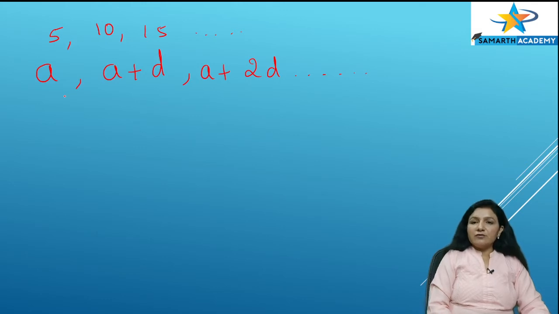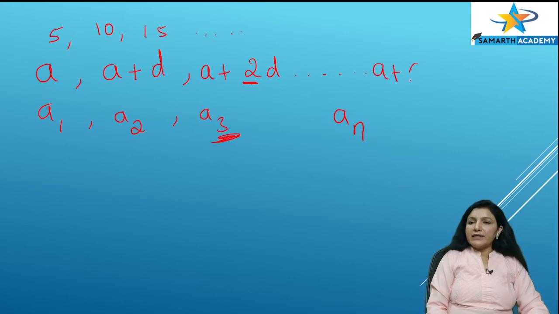So what we can see here, the first term A1, there is no D. A2, the second term, there is 1D. The coefficient of D is 1 less than the term that we are doing. A3 is A plus 2D. The coefficient of D is 1 less than the term that we are doing. Suppose we are writing the nth term, then AN, the coefficient of D will be 1 less, which is n minus 1 into D. So the general term AN is A plus n minus 1 into D.